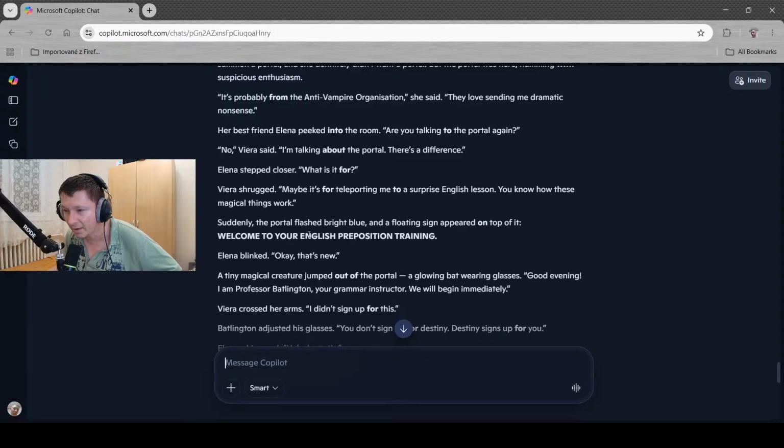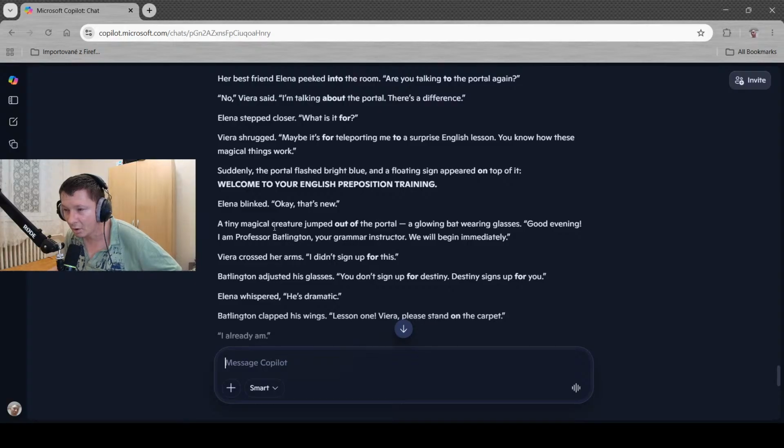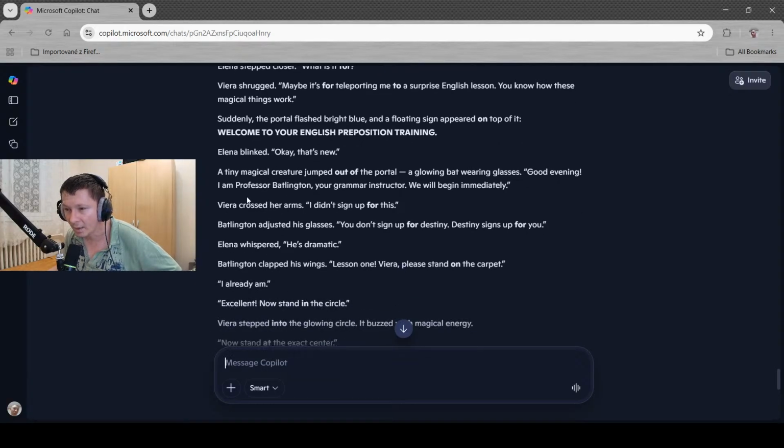Suddenly the portal flashed bright blue and a floating sign appeared on top of it. Welcome to your English preposition training. Elena blinked. Okay, that's new. A tiny magical creature jumped out of the portal, a glowing bat wearing glasses. Good evening! I am Professor Bellington, your grammar instructor. We will begin immediately. Viera crossed her arms.